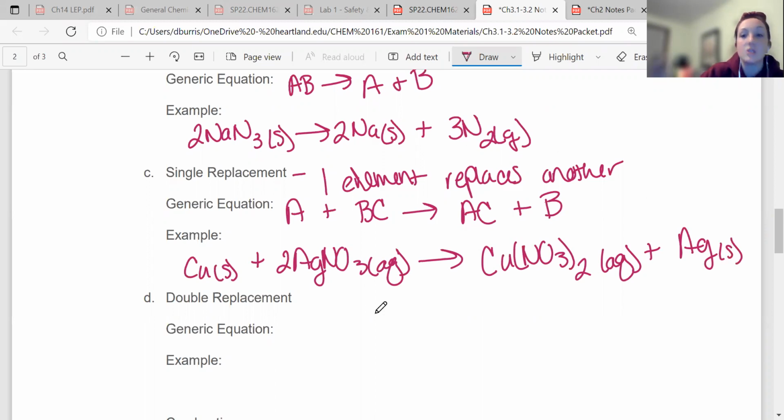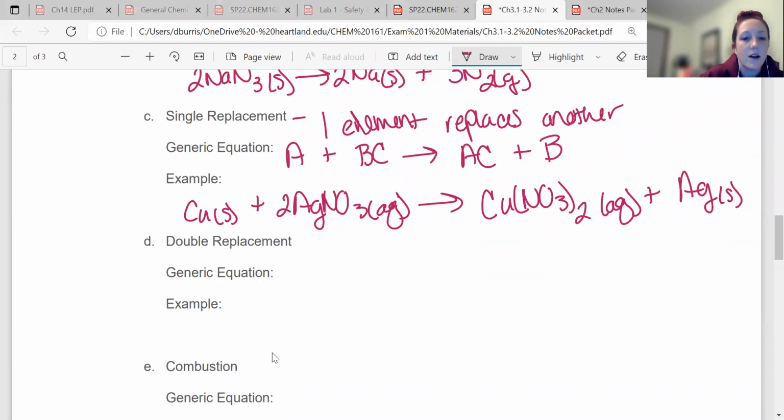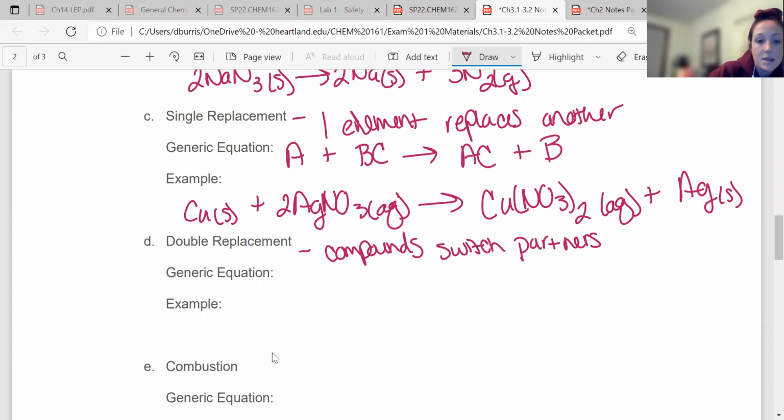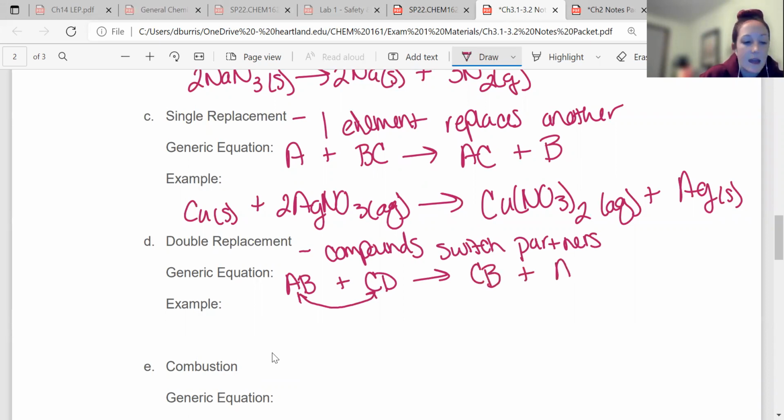Double replacement then is when two things switch places. So essentially you have compounds that switch partners. They switch cations essentially to make new things. So you would have one compound AB and one compound CD. So my cations would switch. So now I would have C with B and A with D. Okay, so the cations just switch places essentially.